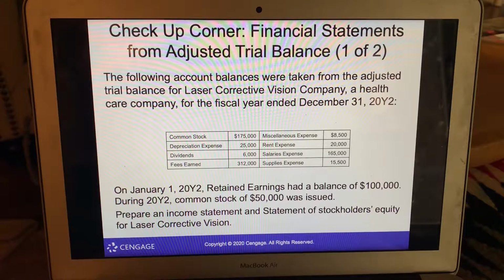On this particular slide, it says common stock is 175, depreciation expenses 25,000, dividend 6,000, fees earned 312,000, miscellaneous expenses 8,500, rent expenses 20,000, salaries 165,000, supplies expense 15,500. On January 1st, 2022, retained earnings had a balance of 100,000. During the year, common stock of 50,000 was issued. Prepare income statements and statement of owner's equity.